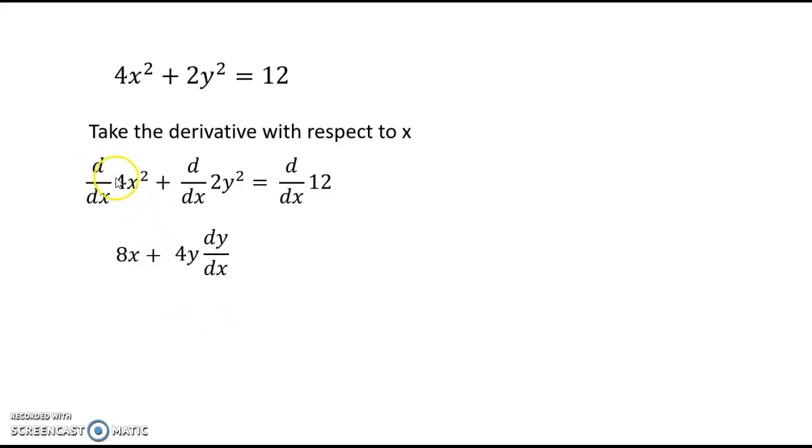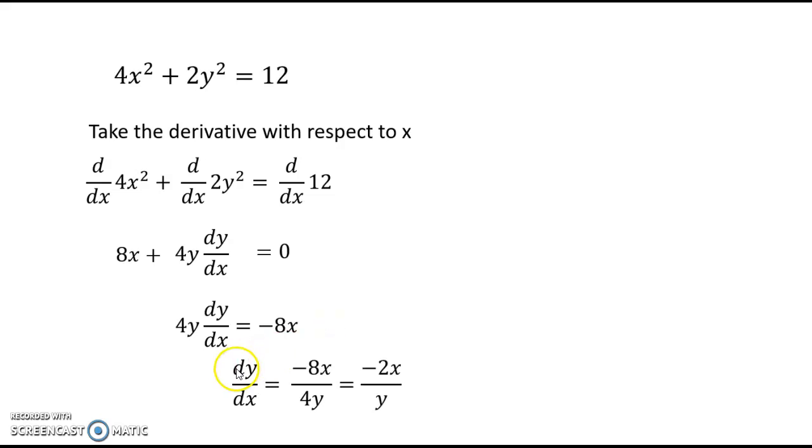So let's put these in. So we get 8x plus 4y dy/dx equals 0. So we simplify it, so we get dy/dx by itself. Okay, so we've got 4y dy/dx equals negative 8x. Therefore, derivative of y with respect to x simplifies down to negative 2x divided by y. This is the answer for part A. They are looking for the slope or the derivative in general.